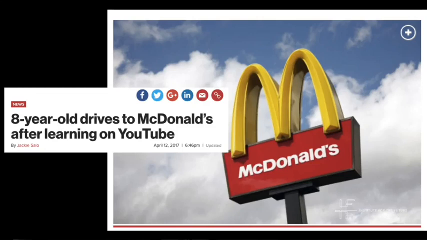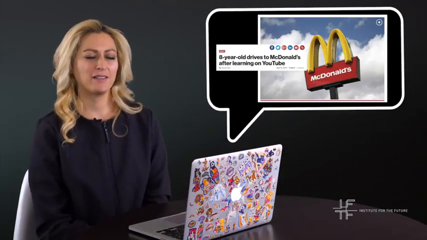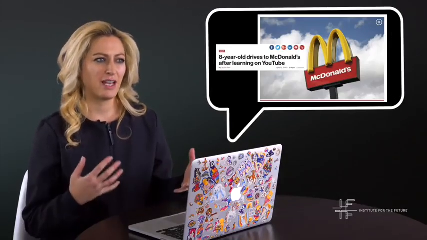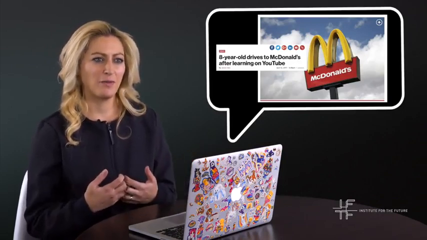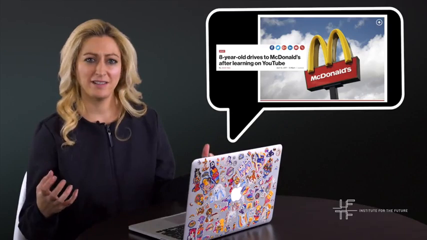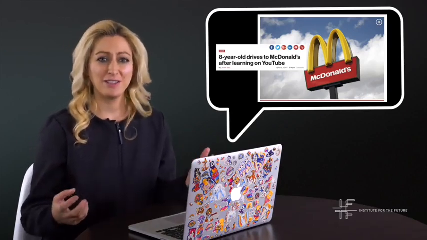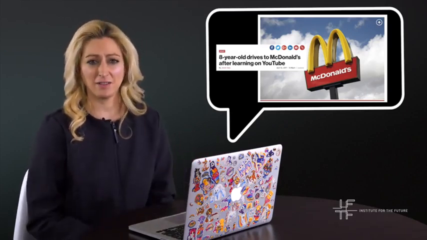And finally, one other signal we threw into the mix, and this is really just one tiny signal amongst many, but I couldn't help myself. I saw this headline: 8-year-old drives to McDonald's after learning how to drive on YouTube. And I love this signal because it really points to a change in our assumptions about when we have developed a skill and who is qualified to teach it to us and in what context we can actually learn something.